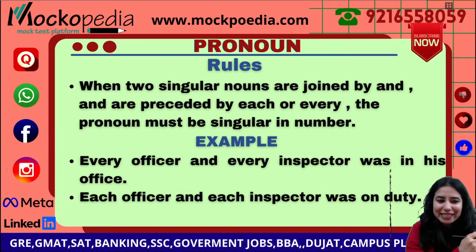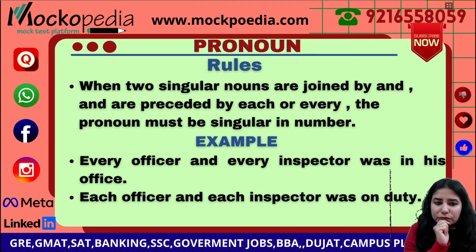Let's learn through an example. So see this, officer and inspector. See the first sentence. Both officer and inspector are singular terms, right? You're joining two singular terms with the help of and. I'm sure you can see and in between. Very good. Now see, before officer we have every, before inspector we have every, right? So if you're joining two singular nouns, officer and inspector, by and you have either each before it or every before it, then the pronoun you're going to use would be singular in nature.